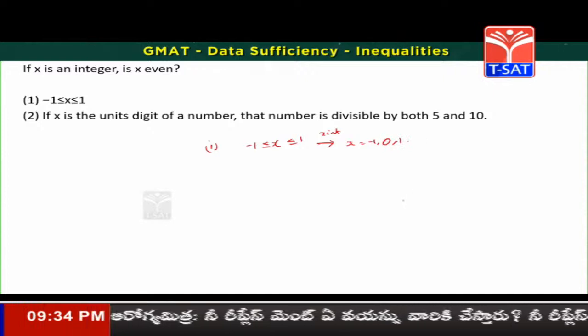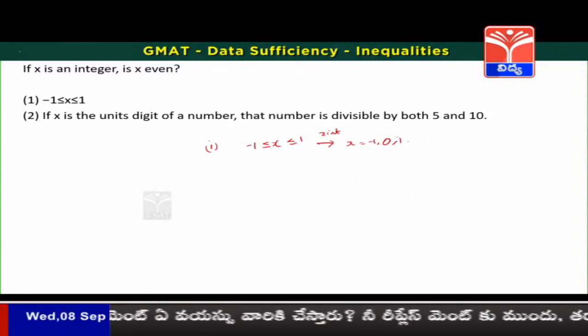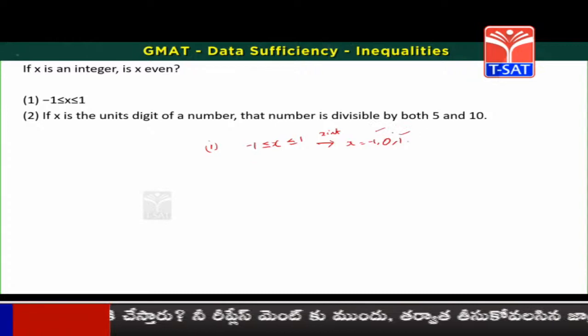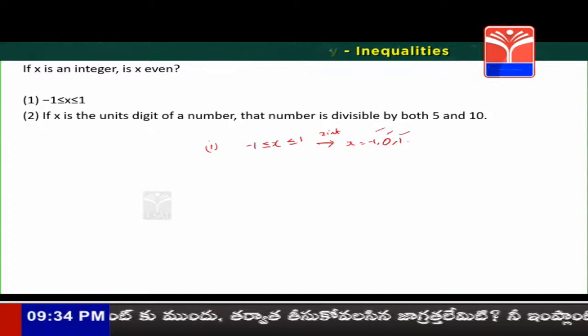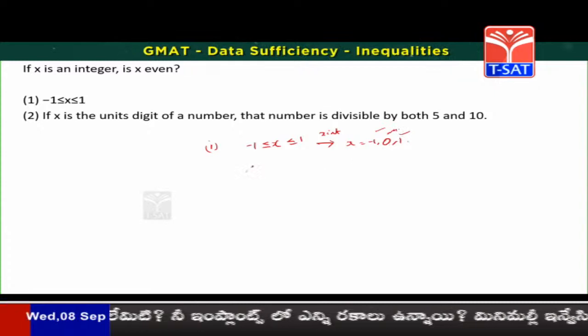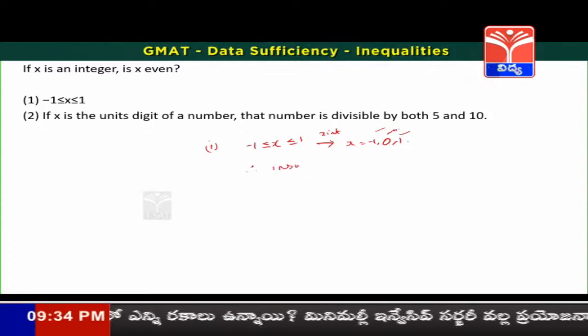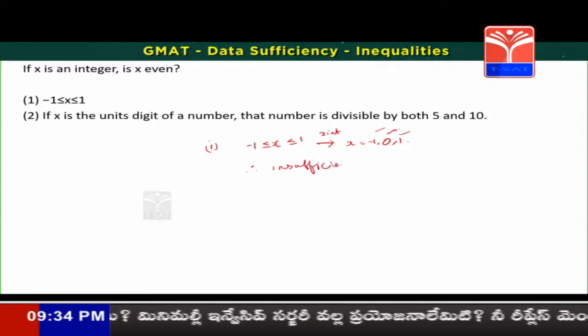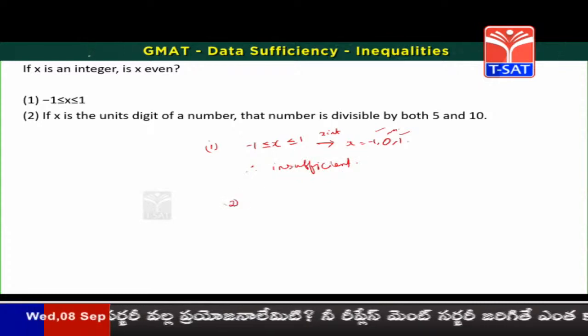So, there are 3 different options, and here minus 1 and plus 1 are odd, whereas 0 is even. So, you cannot definitely say whether x is even or odd, therefore statement 1 is insufficient to answer the question. Let us see statement number 2.